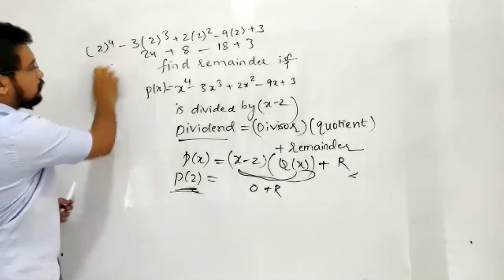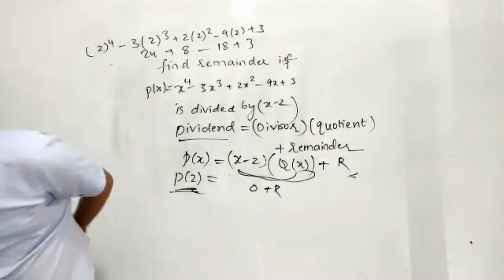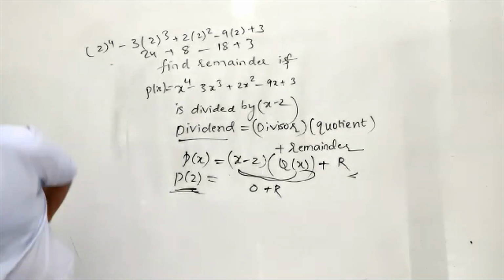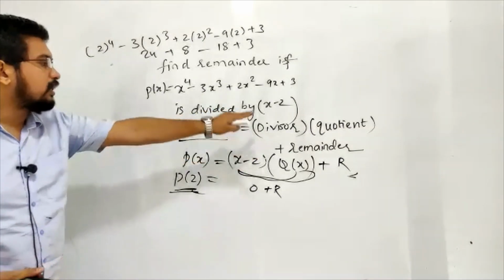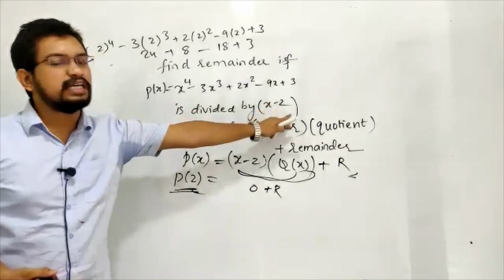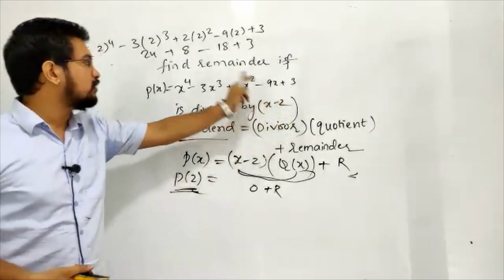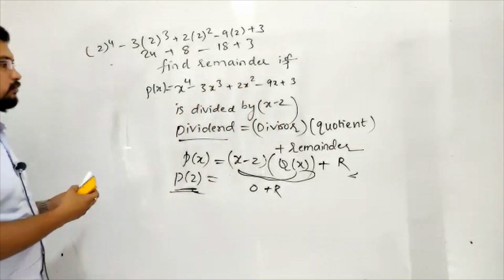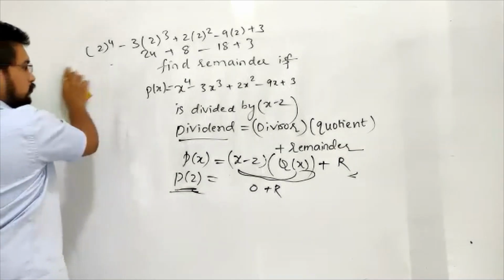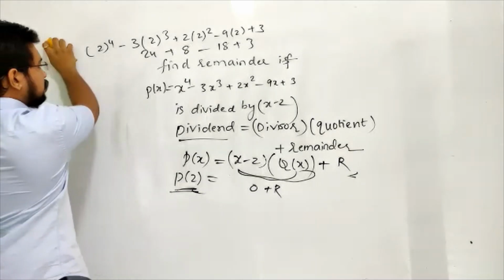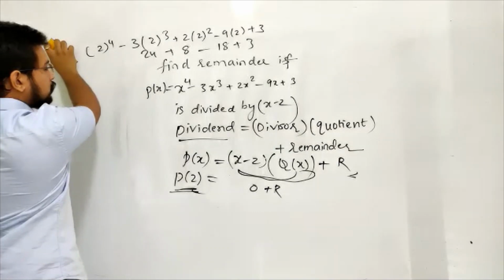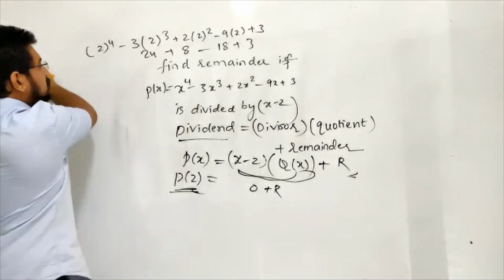Okay, next. So the remainder will be of this part. Whenever this is present, to get the remainder you have to substitute this value. This is x minus 2, so I have to substitute 2 into this part. Nothing more than that. Next. Okay, is this clear? I hope this is clear.